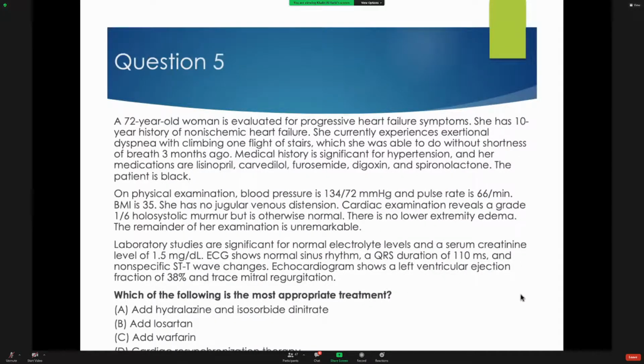Okay, this is question 5. Who will read it?